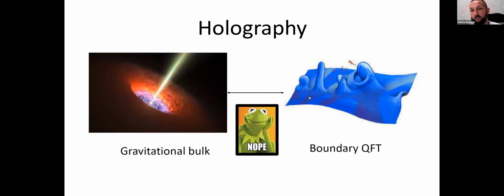So the question that I want to start with is actually related to the fundamental picture of holography, and the idea that holography is a correspondence between a gravitational bulk theory and the boundary QFT. At least in a sense, this is quite imprecise, because given a certain gravitational bulk action, that does not identify uniquely the boundary quantum field theory.